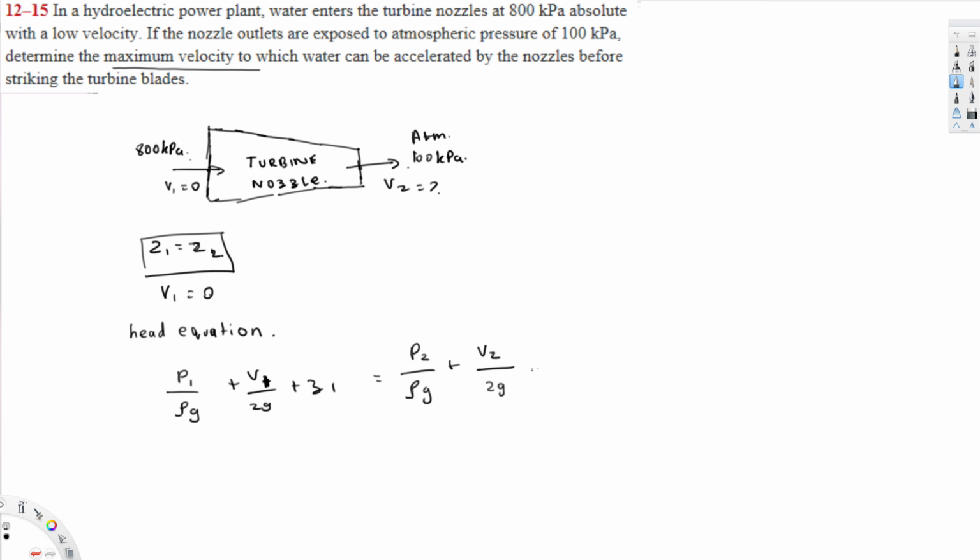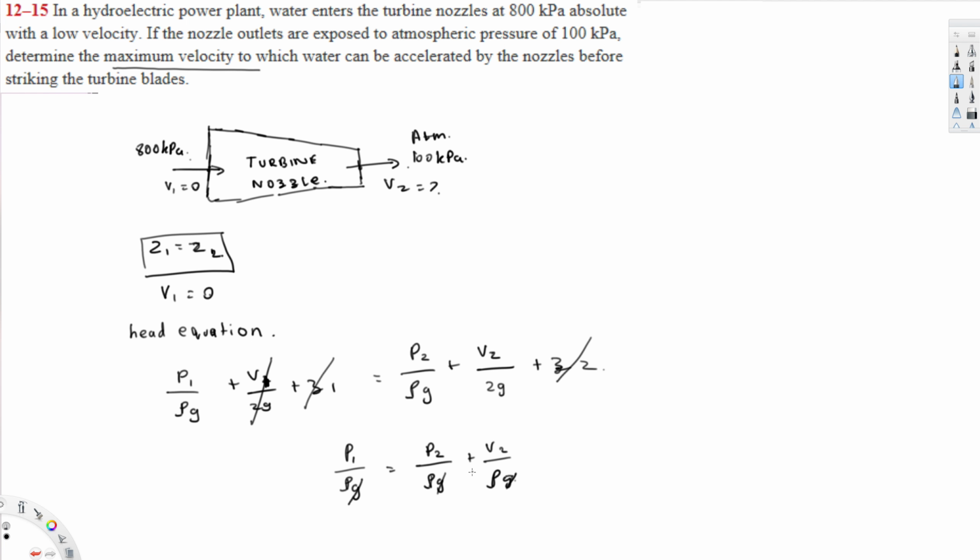Since the elevation is equal on both sides, we can cancel this one. And also the entering velocity is very low, so V1 is going to be zero and we can cancel this one too. So that gives us P1 over rho g is equal to P2 over rho g plus V2 squared over 2g, right? And we have g in all of these terms, so we can cancel the g.